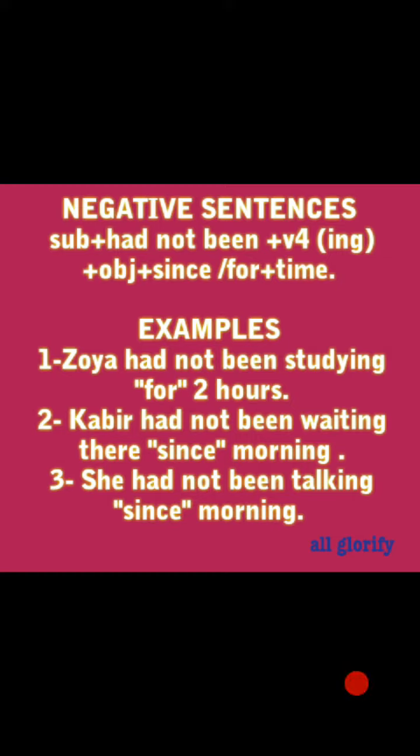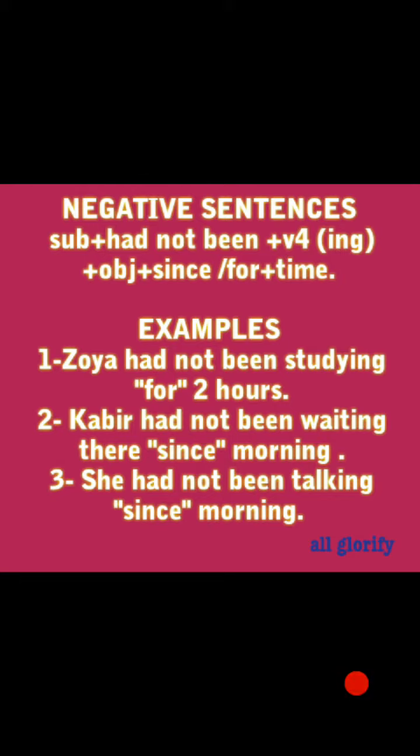For negative sentences of past perfect continuous tense, for sentence making, first of all we'll use subject, then we'll use had not been, because it is a negative sentence, so we'll use not in between had and been. Then we'll use verb's fourth form, means ing form, then we'll use object, then you will use since and for accordingly, and then we'll use time, full stop.